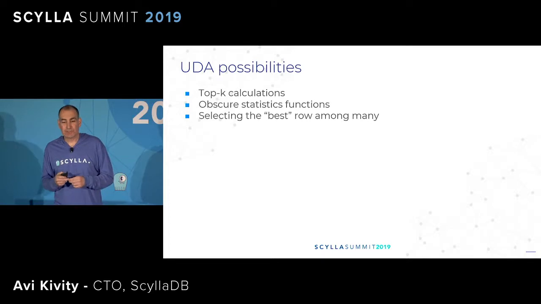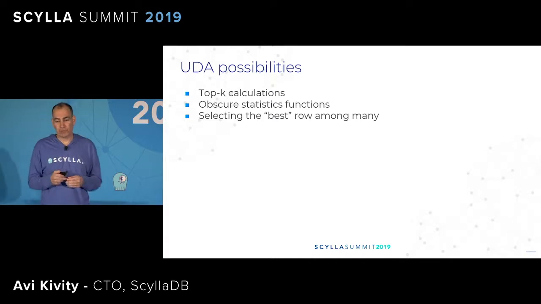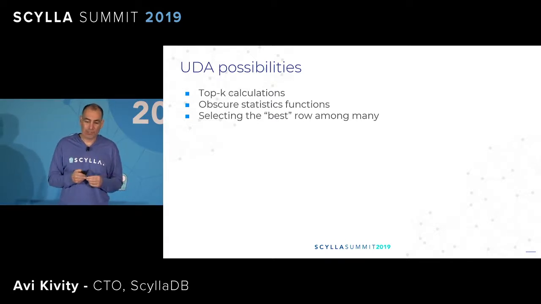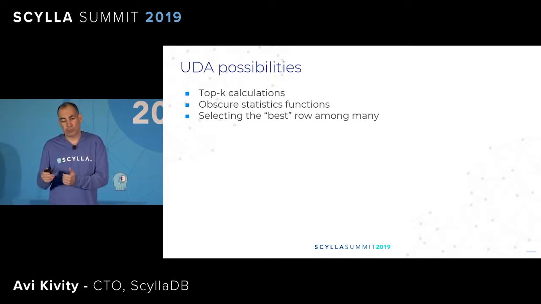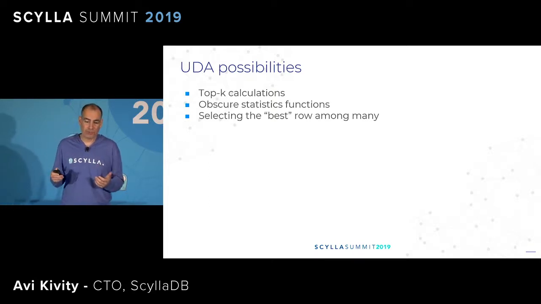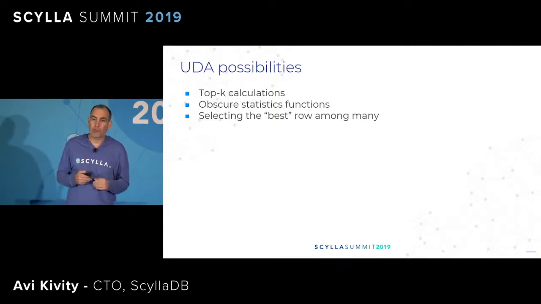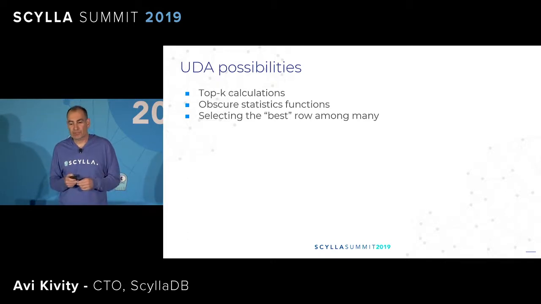So what are the possibilities for user-defined aggregates? Top K calculations: you want the top 5 records within a row, and you might have some kind of scoring mechanism, so you don't want just the maximum. You might want to apply some transformation to the row and create a score, and from that you will find the maximum or the top 5 rows. There are many obscure statistics functions that we might not implement in Scylla, so you can implement them in a user-defined aggregate.